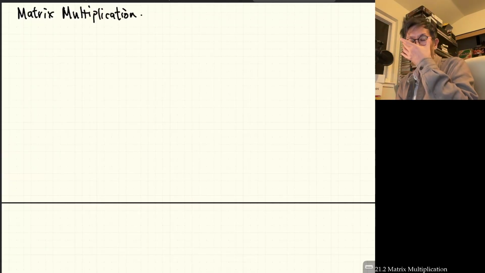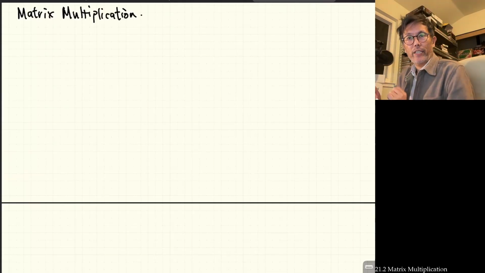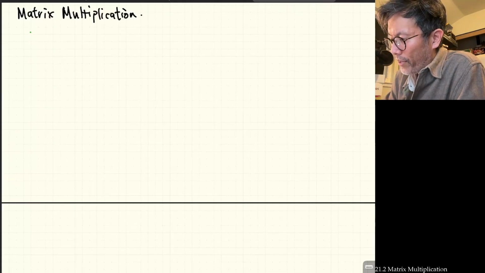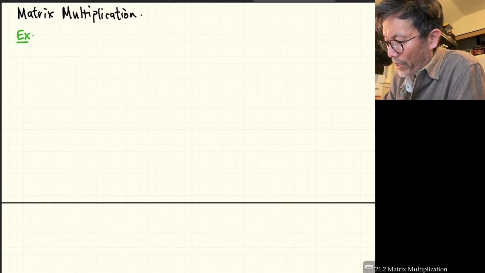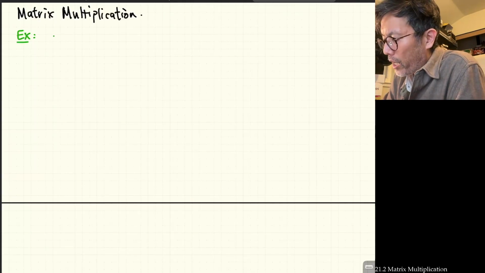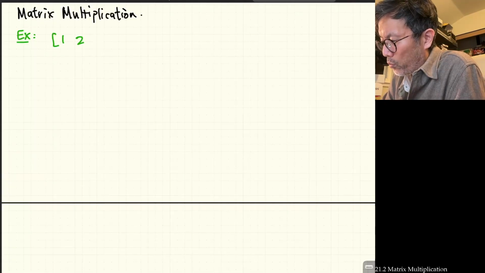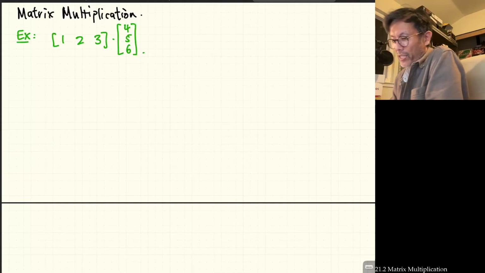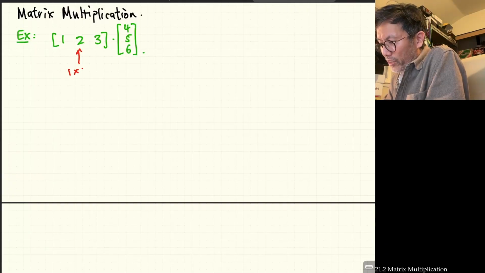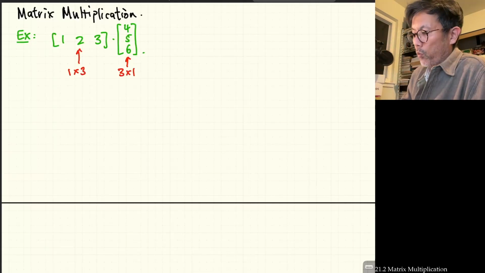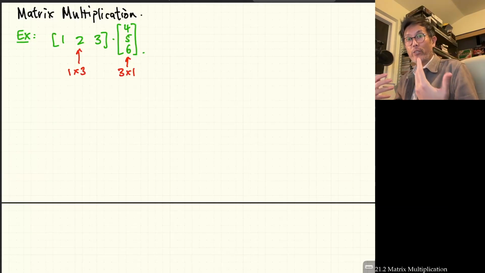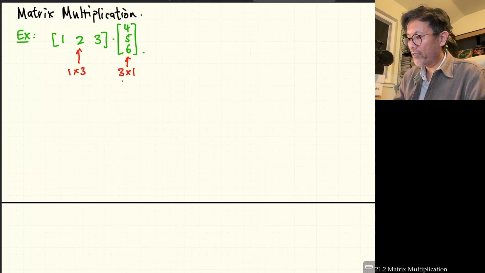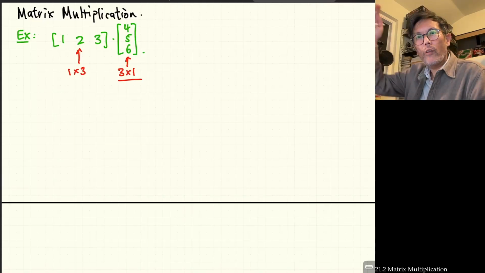So let's take, for example, a row vector and a column vector. Let's just do an example. I'm going to define for you what I mean by the product of a row vector like 1, 2, 3, and a column vector like 4, 5, 6. Just to be clear, this here is a 1 by 3 matrix, and this here is a 3 by 1 matrix. And remember, we call 1 by n matrices row vectors, and we call things which have dimensions n by 1 column vectors.